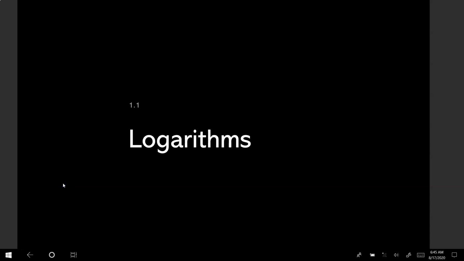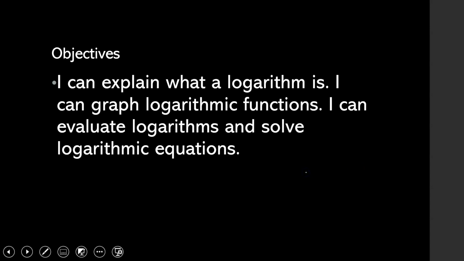One last bit of review before we start learning about calculus and limits. I want to remind you about logarithms. Hopefully already these are true about you, but if not, by the end of this presentation, hopefully you can explain what a logarithm is. Hopefully you can graph logarithmic functions, and hopefully you can both evaluate logarithms and solve logarithmic equations.